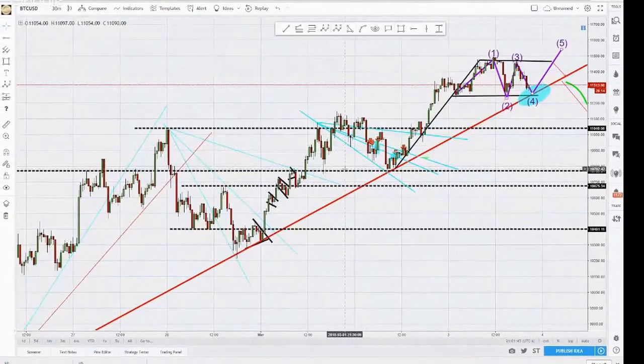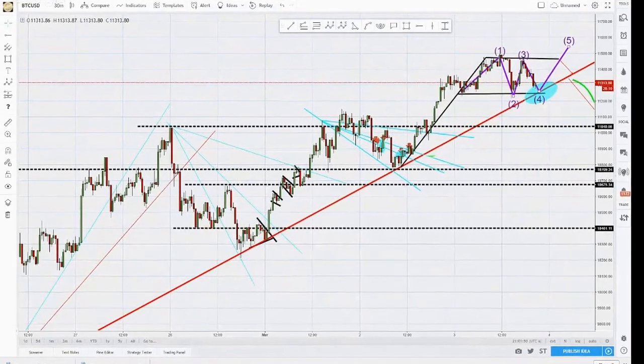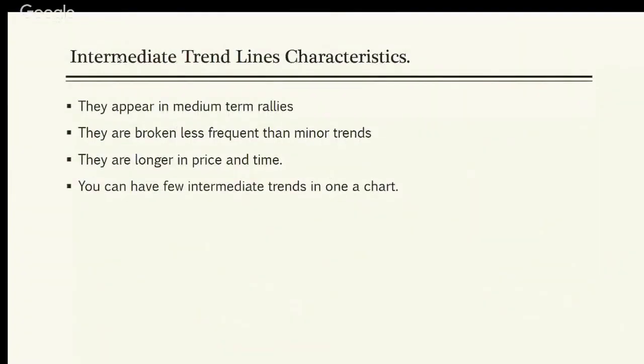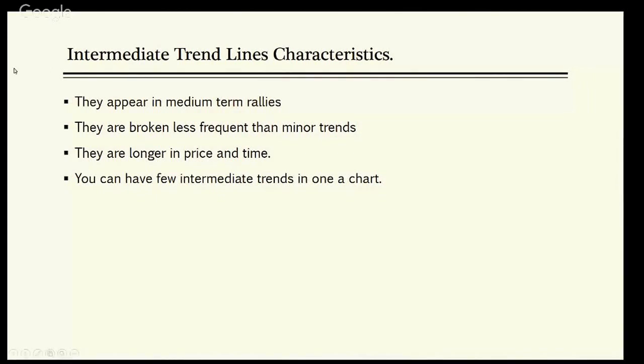And as we jump over to the intermediate trend lines, we're going to understand them a little bit. So what are the intermediate trend lines' characteristics? They appear in medium term rallies. They're broken less frequently than the minor trend lines. They are longer in price and in time. What it means is they go a little longer, maybe 10%, 20% in price, and they take a couple of days in time.